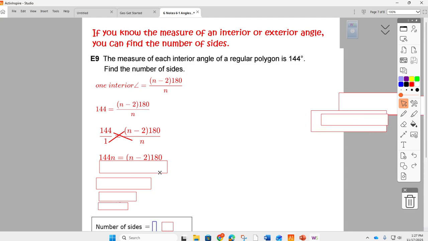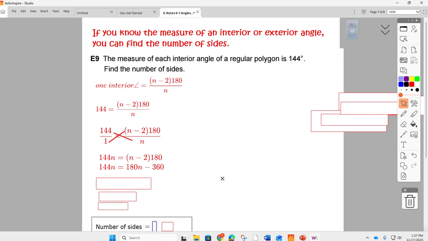So now we have a pretty basic equation. It does have variables on both sides, though. How do we solve this equation with variables on both sides? First we're going to distribute. I forgot. Let's distribute first. Now we have variables on both sides, 144n here, 180n here. How do we get them on the same side? All variables on the same side.